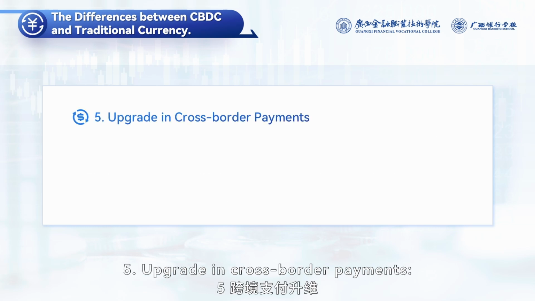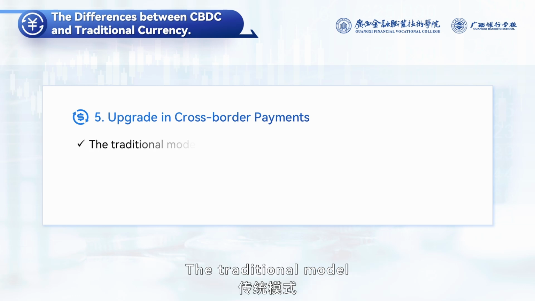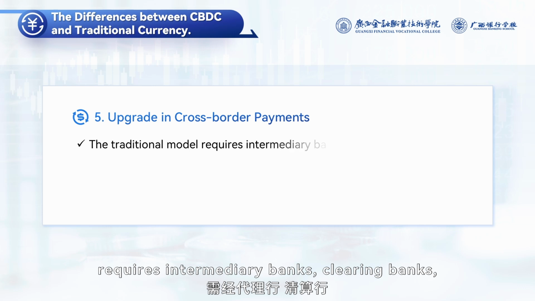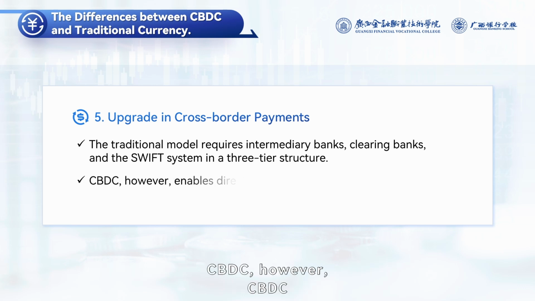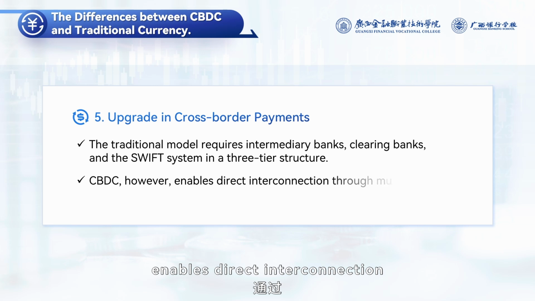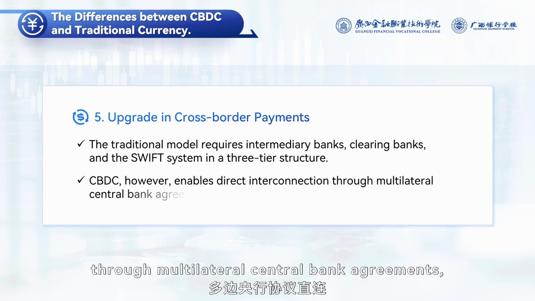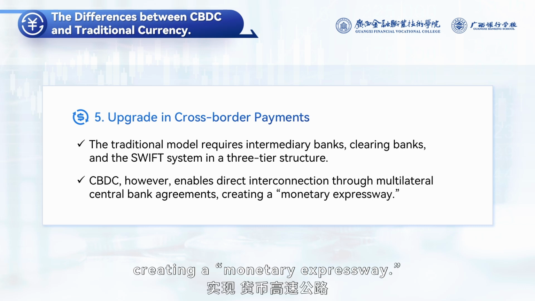5. Upgrade in cross-border payments. The traditional model requires intermediary banks, clearing banks, and the SWIFT system in a 3-tier structure. CBDC, however, enables direct interconnection through multilateral central bank agreements, creating a monetary expressway.